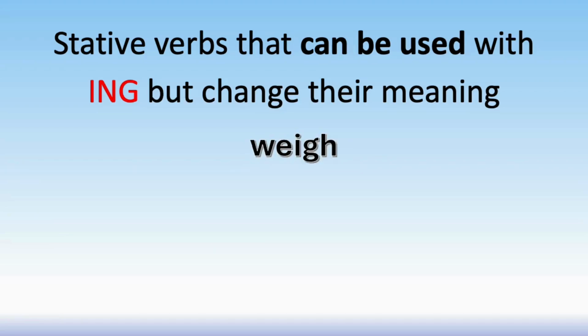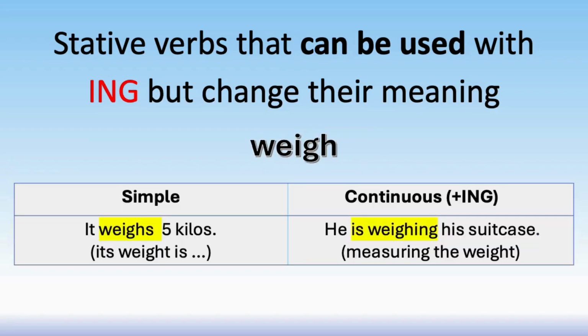We're moving on towards the end. So the next verb is weigh. It's easy to understand if you look at examples. It weighs 5 kilos. It means its weight is 5 kilos. Yes, that's how heavy it is.